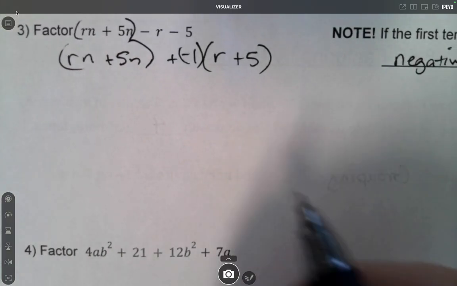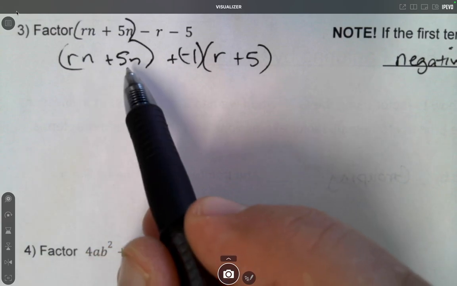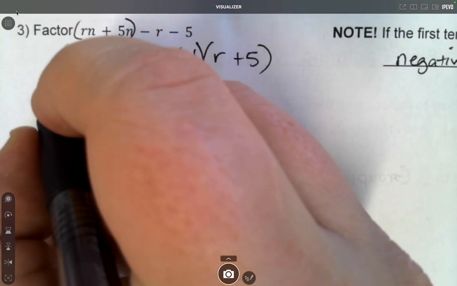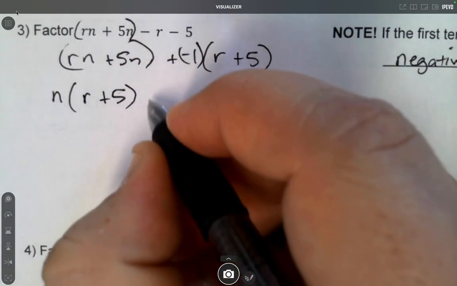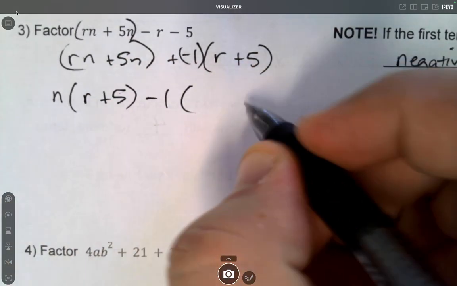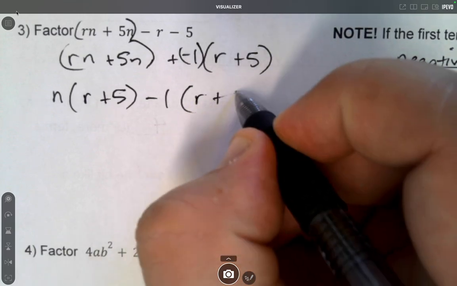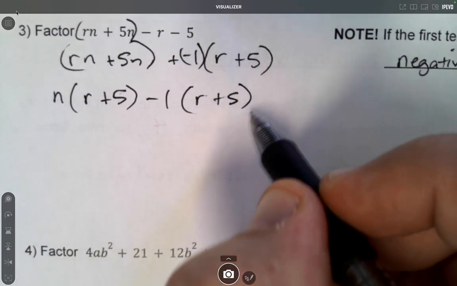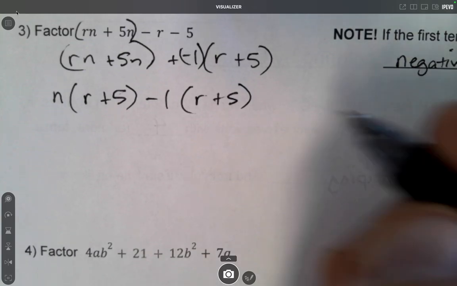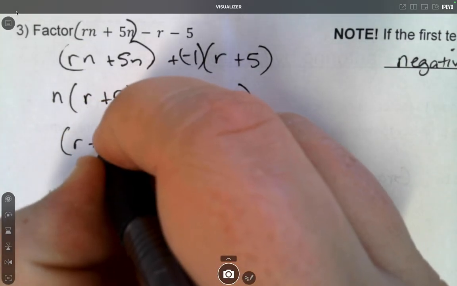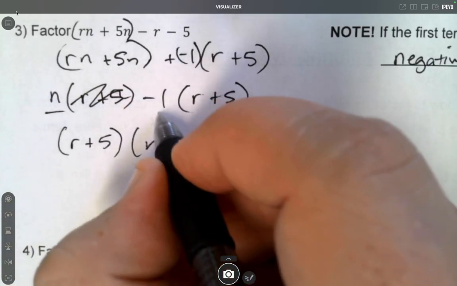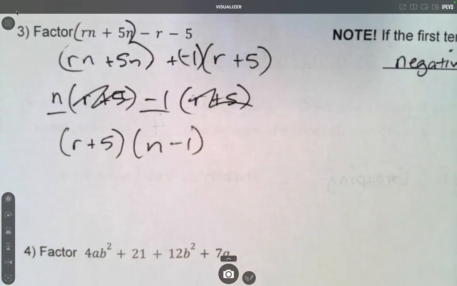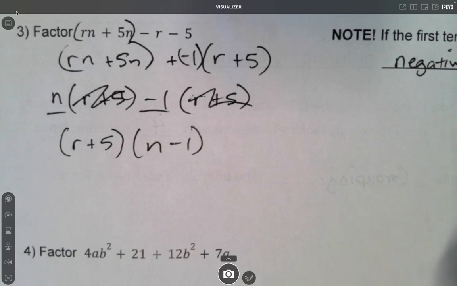Okay? So rn plus 5n, they both have an n in common, so I pull out n. That leaves r in the first term and 5 in the second term. Oh, and actually, this one, it's already done. If you look, there's nothing to factor out, but it's already r plus 5. So we can pull r plus 5 out front. That takes this away, leaving n minus 1. So our final answer is r plus 5 times n minus 1.